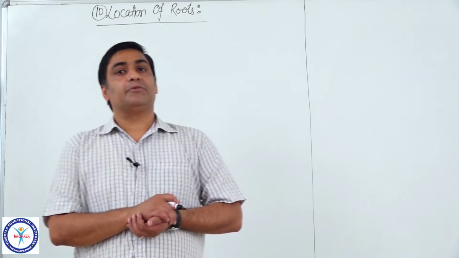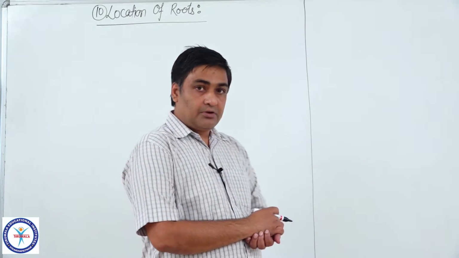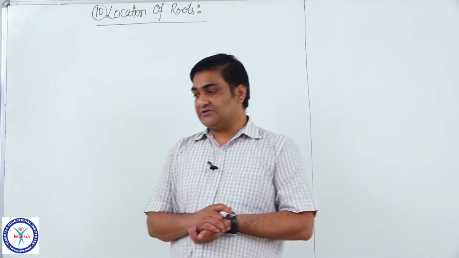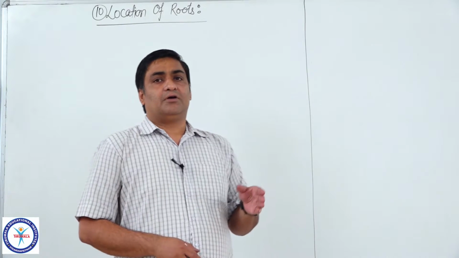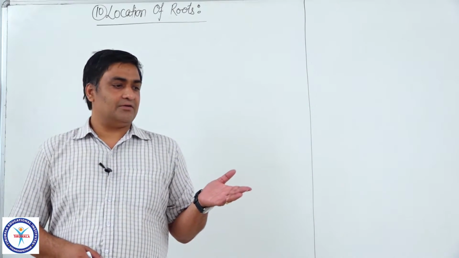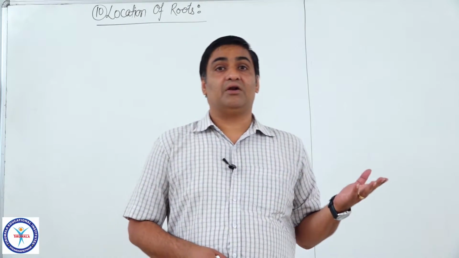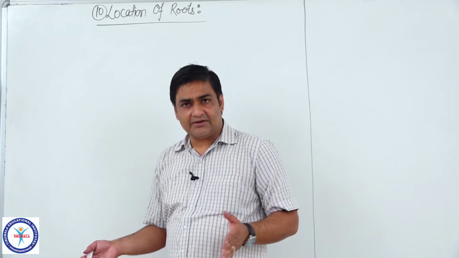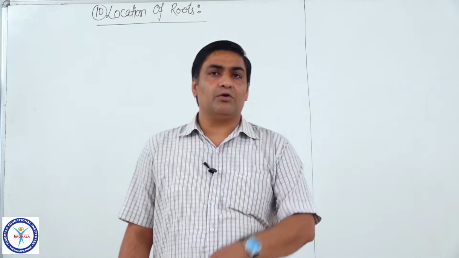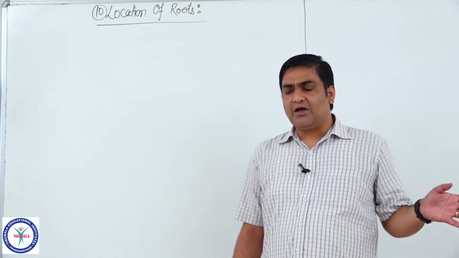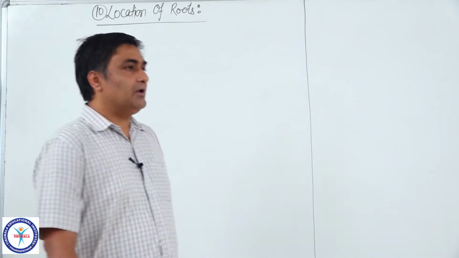Students, today we will see location of roots, mainly for quadratic equations. Location of roots means to say whether the roots are lying between 2 and 5, or one root is less than 2, other is greater than 5. Both roots are positive, both are negative, one root is positive, other is negative, like these things. Means position of roots on the number line.